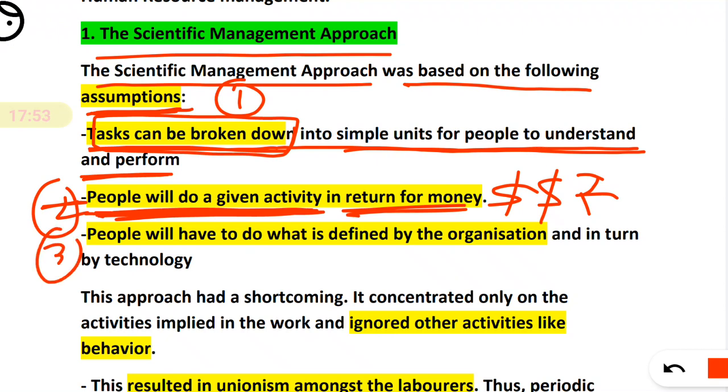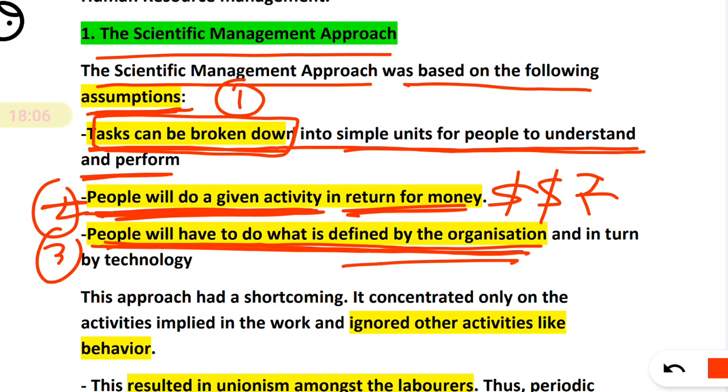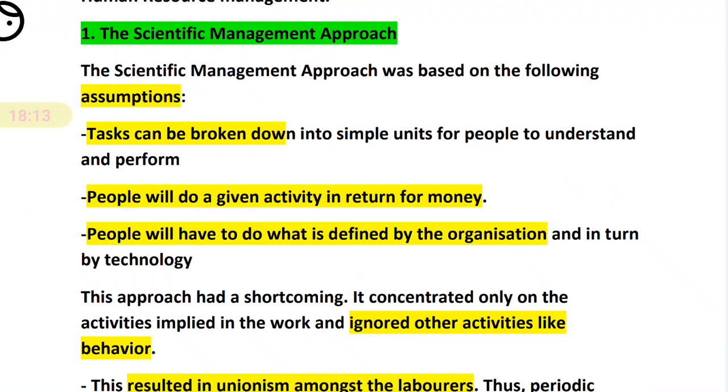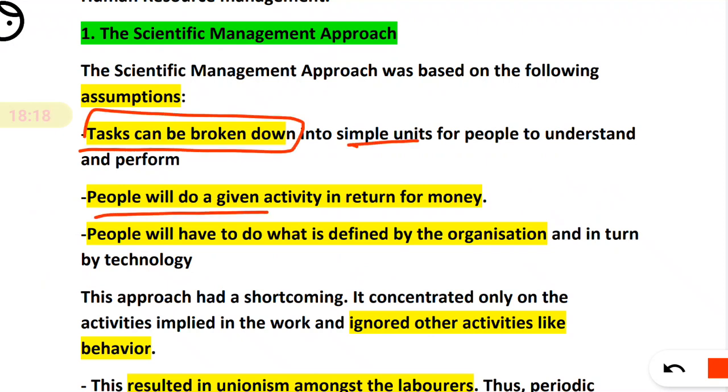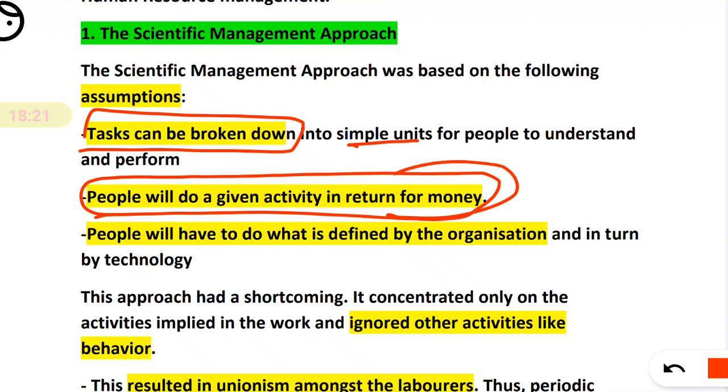And the third assumption, that people will have to do what is defined by the organization. People have no decision about what to do and how to do it. People just have to do the work which is defined by the organization and in turn by the technology. So basically there are three assumptions of the scientific management approach. First, break down the task into simple units. Second, people will do work in return for money. And third, people have to do what is defined by the organization. These are the three assumptions of the scientific management approach.